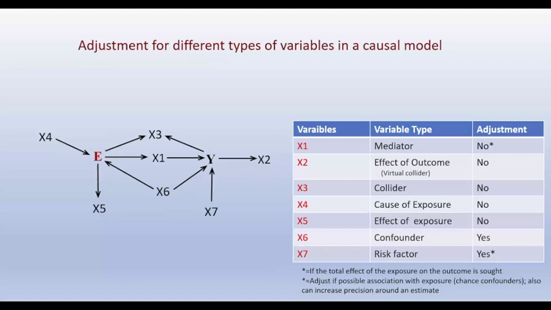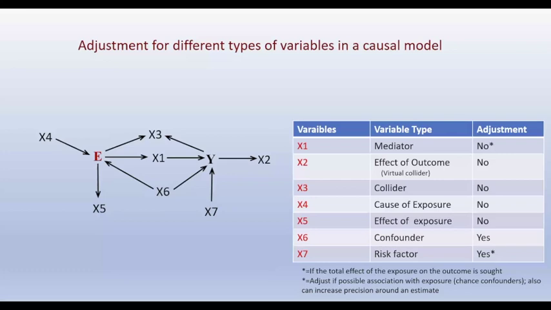X4 is a cause of the exposure, and again, causes of exposures we don't really care much about. X5 is an effect of an exposure that is not a mediator. So there is really no arrow from X5 to Y. It's just the effect of the exposure. Again, there's no need to adjust for that.